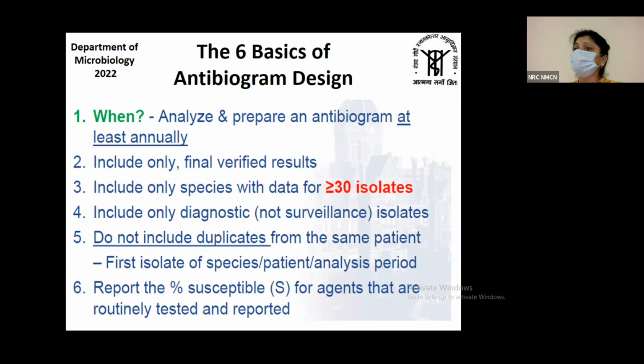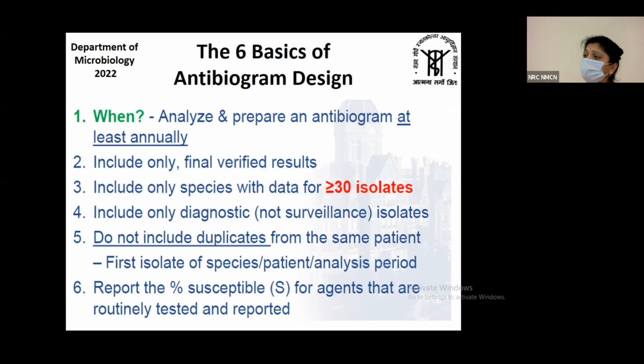So if you are giving an antibiogram, if it's a small setting, an antibiogram has to be plotted. Then remember that the minimum number of isolates for that pathogen has to be 30. Then include only diagnostic, not surveillance. I have already emphasized before that this antibiogram is not for surveillance cultures. Then do not include isolates from the same patient and always include only the first isolate.